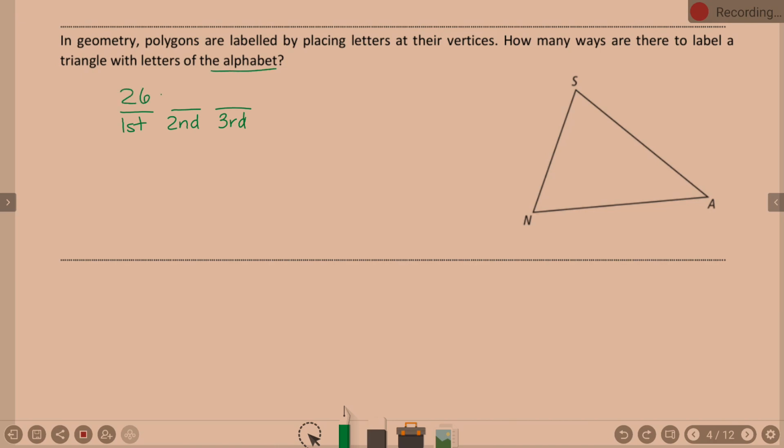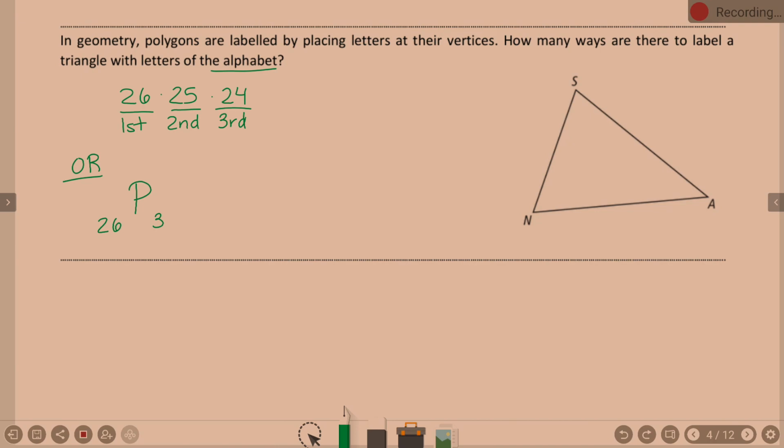What about the second vertex? 25, because we labeled the first vertex, right? Do you reuse letters when you're labeling a polygon? No. So 25. How many left for the third? 24. Okay. What's the other option here? We could have done permutation of 26 things arranged in 3 spots, because you're picking from 26 things arranged in 3 spots.